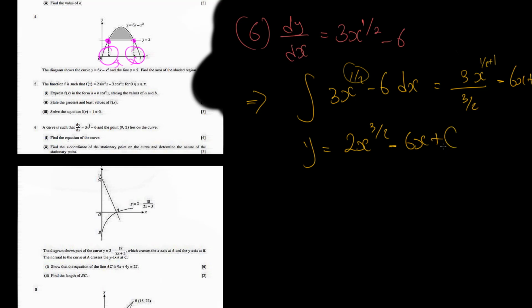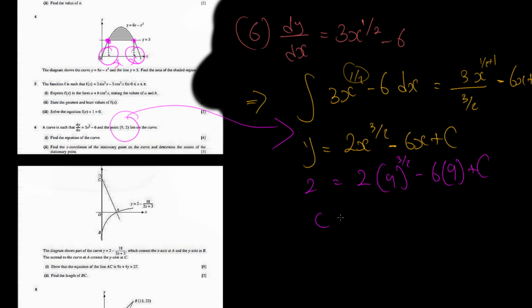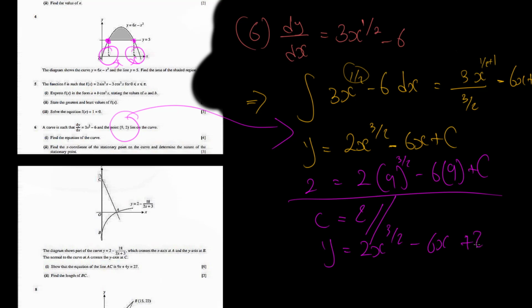Now I know from the question that one of the coordinates is 9 and 2, so I can replace 9 and 2 into my equation. So 2 is equal to 2 times 9 to the power 3 by 2 minus 6 times 9 plus c, and I can use simple algebra to find the value for c, which would therefore be c is equal to 2. So what's the equation of the curve? y is equal to 2x to the power 3 by 2 minus 6x plus 2. There you go.